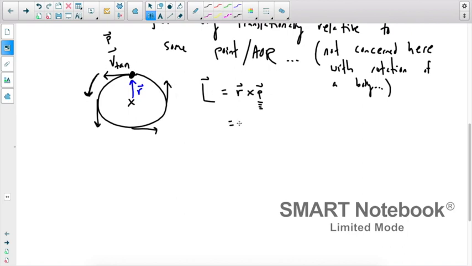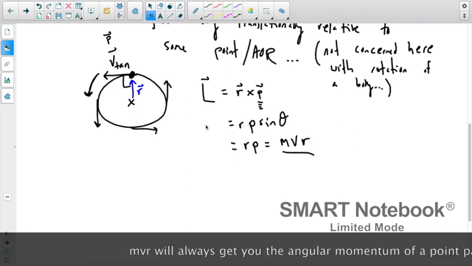So remember what the cross product is concerned with. It's concerned with the sine of the angle between the two vectors. In this example, that angle is always going to be 90 degrees. So in this specific example, in this example only, I get r times p, where p is mv, so m times v times r. This is the simplest form of angular momentum when the velocity and therefore the momentum vector are already perpendicular to this r vector. The sine of theta is just 1, and we get this, mvr. So that is true for this example.